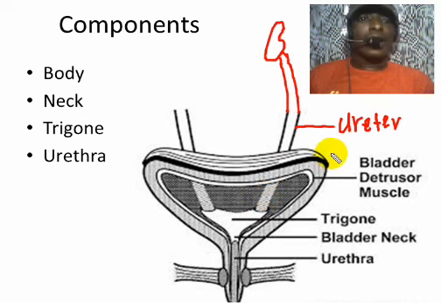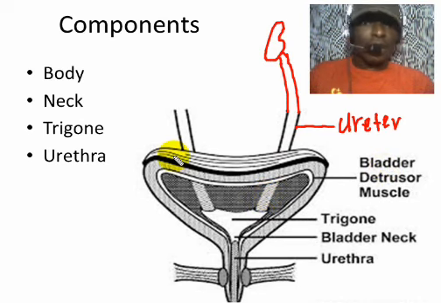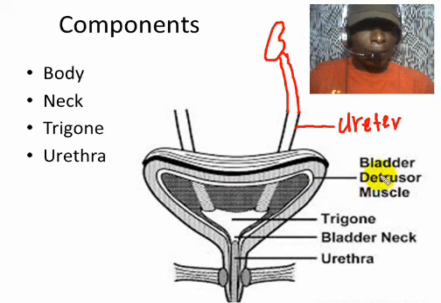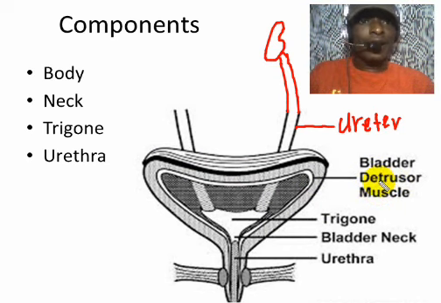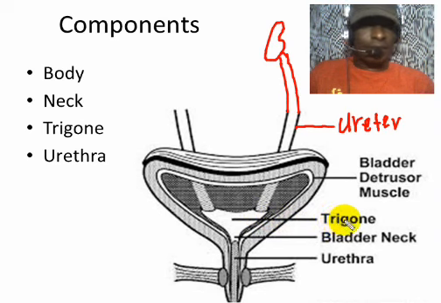Alright, fantastic. Now the body of the bladder is made up of smooth muscles known as the detrusor muscle. Okay, the detrusor muscle plays a vital role in the filling and emptying of the bladder. Here is the trigone. The trigone is the terminal point for the ureter. Okay, this is the right and this is the left trigone.